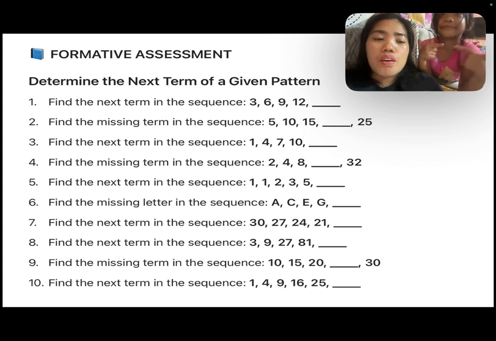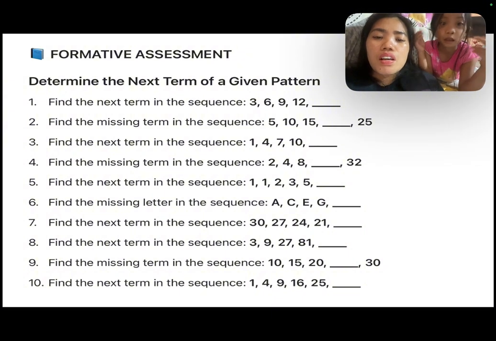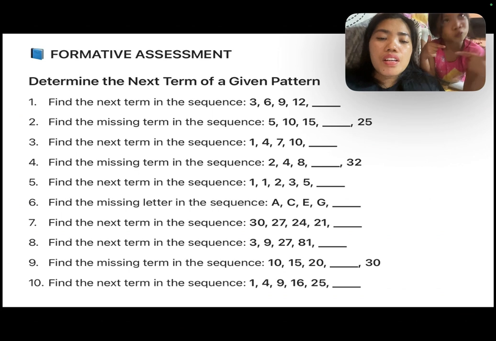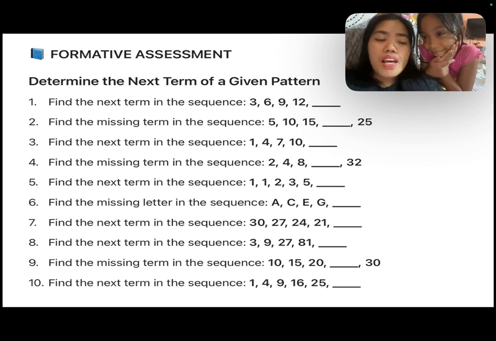Number 5, find the next term in the sequence 1, 1, 2, 3, 5, blank. Number 6, find the missing letter in the sequence A, C, E, blank. Number 7, find the next term in the sequence 30, 27, 24, 21, blank. Number 8, find the next term in the sequence 3, 9, 27, 81, blank. Number 9, find the missing term in the sequence 10, 15, 20, blank, 30. Number 10, find the next term in the sequence 1, 4, 9, 16, 25, blank.